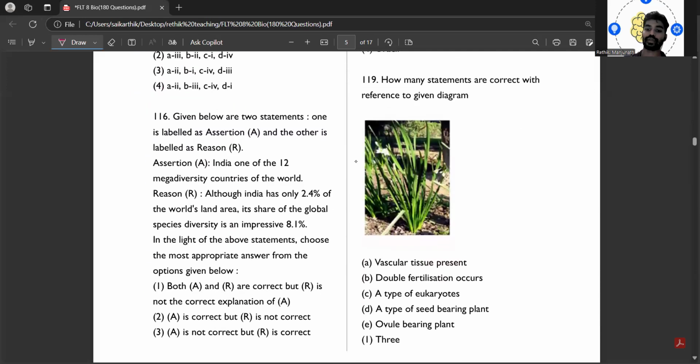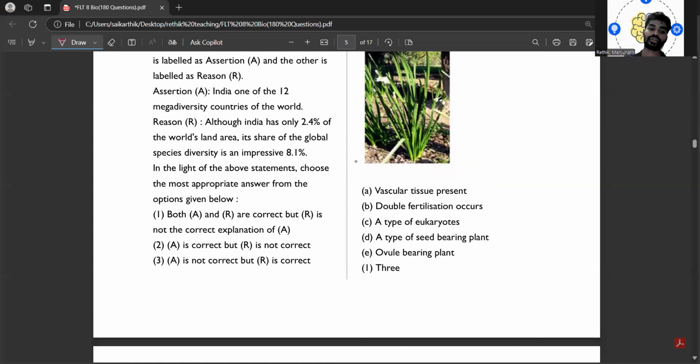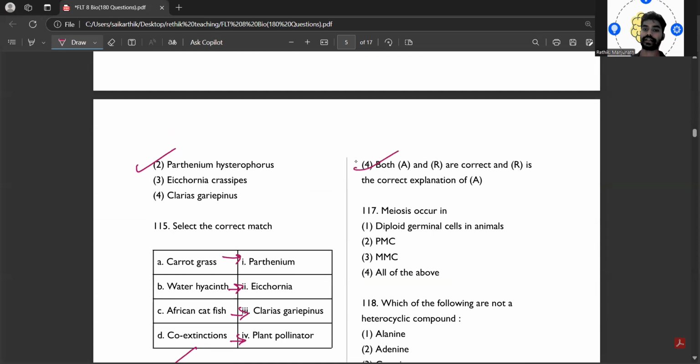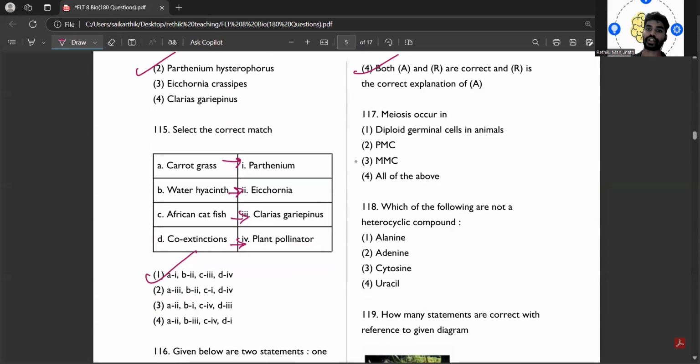So 116 is about an assertion and reason. Assertion: India is one of the 12 mega diversity countries of the world. Reason: although India has only 2.4% of the world's land area, its share of global species diversity is an impressive 8.1%. So what is the correct, appropriate answer? That is what we need to find here, right? See, all are correct, right? So both A and R are correct, and R is a correct explanation of A.